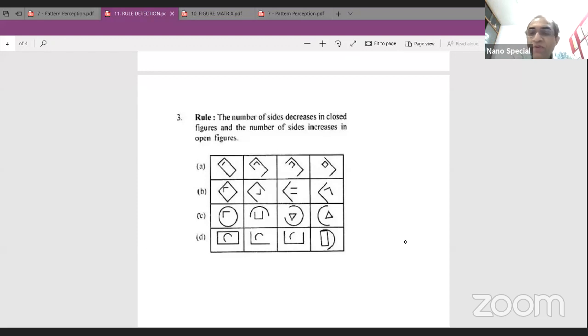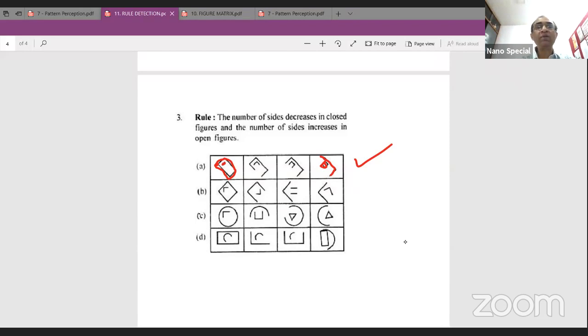Okay. So if you see everybody, it's very clear. The number of sides decreases in closed figures and the number of sides increases in open figures. So if you see, there is an outer rectangle and then internally there is one line. What is happening to the rectangle? Finally, it is losing all its sides and it is becoming open like this. And what is happening to this line? That line has become a square here. So answer is A straight away.